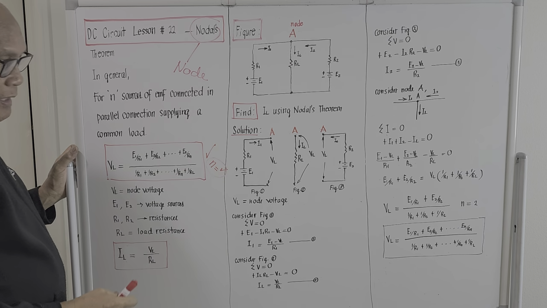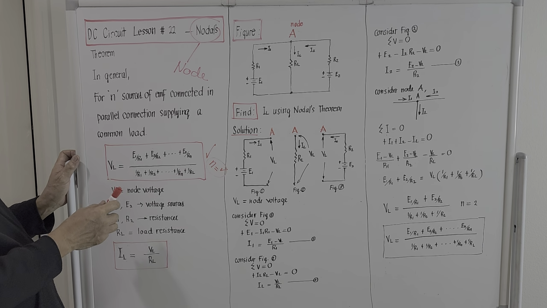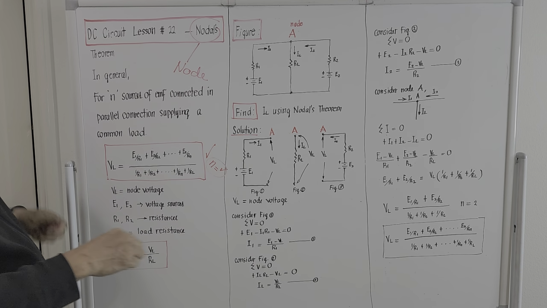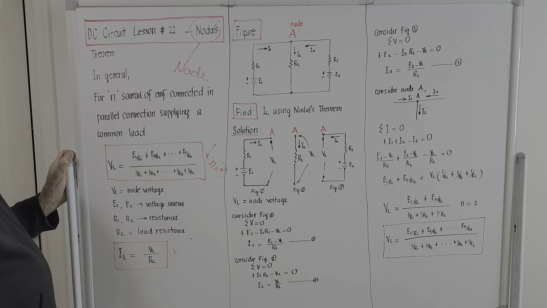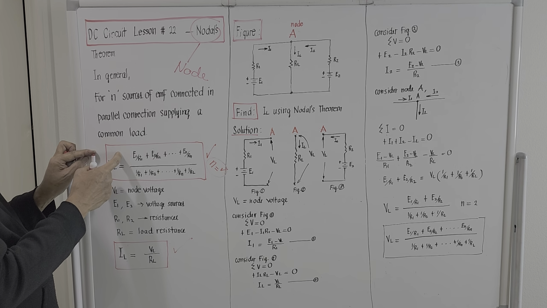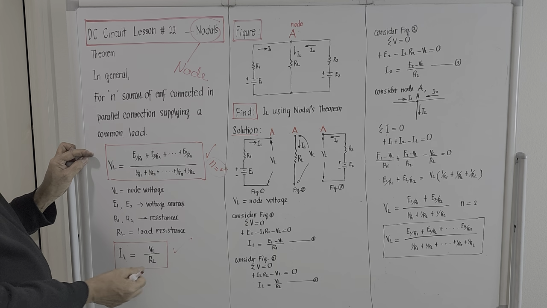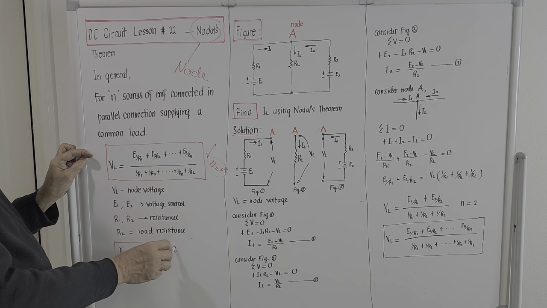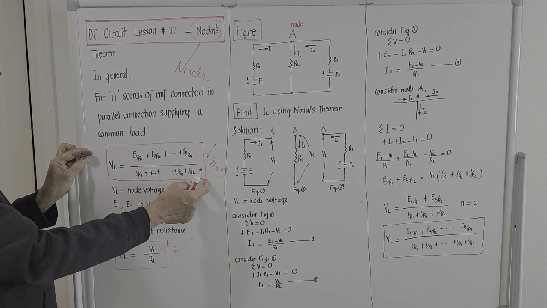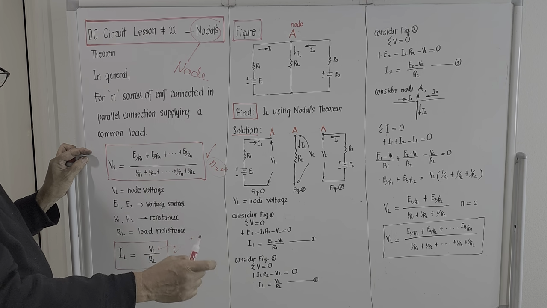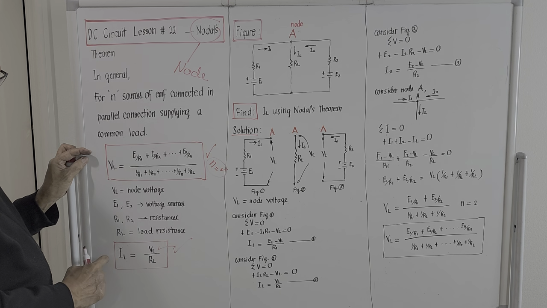And to compute for I sub L, we will be using this equation here. Upon the computation of V sub L, I sub L now will just be simply V sub L over R sub L. We have computed for V sub L by using this formula here, and the denominator is actually the value of the resistance R sub L. So I sub L in general will be V sub L over R sub L.